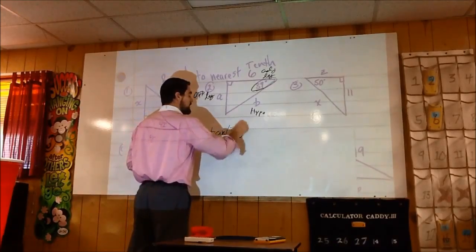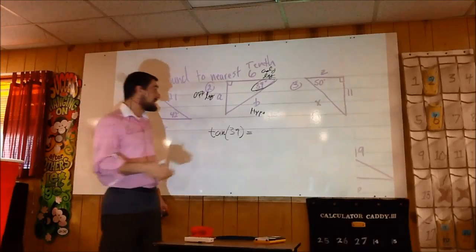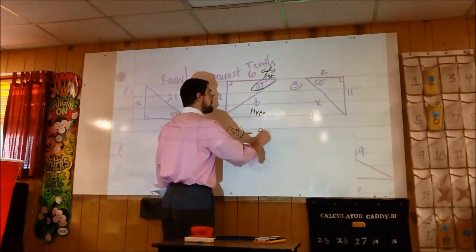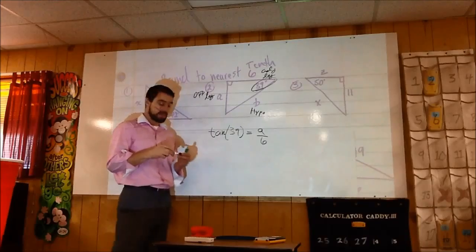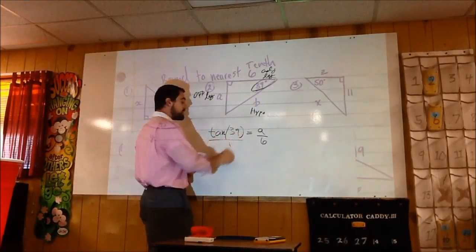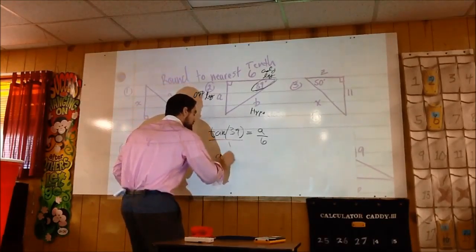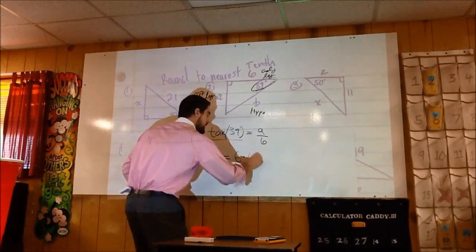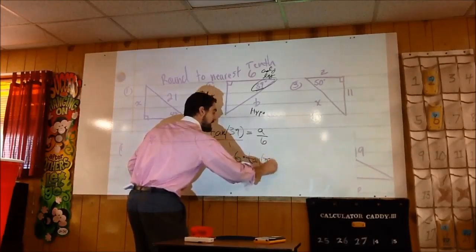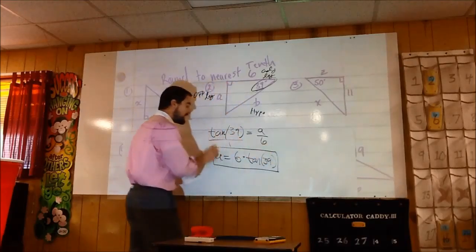Tangent of 39 is equal to, if you look at your formula chart, tangent, that ratio is opposite leg divided by adjacent leg. So for this example, it is A divided by 6. Put your trig function over 1, cross multiply. Once again, when we take the cross product, the variable is solved for. This will not always happen. But A is exactly 6 times the tangent of 39.